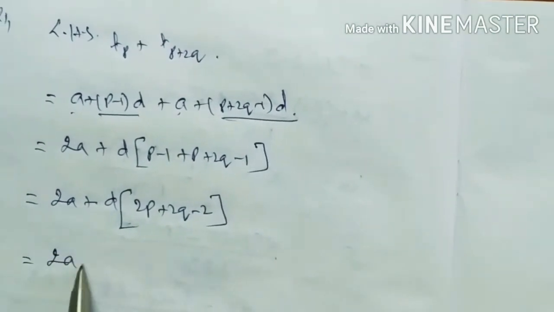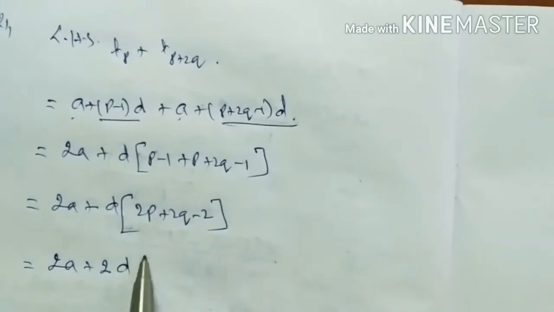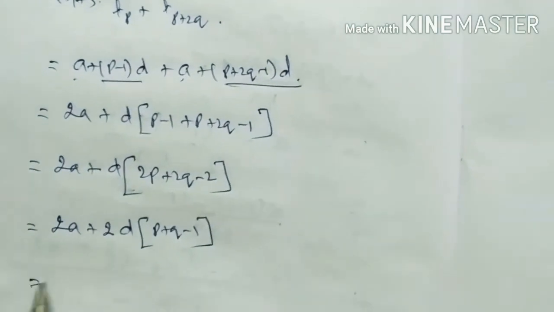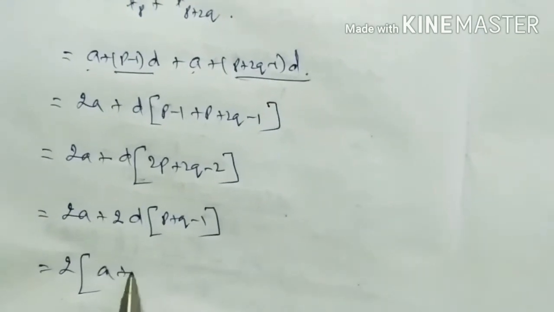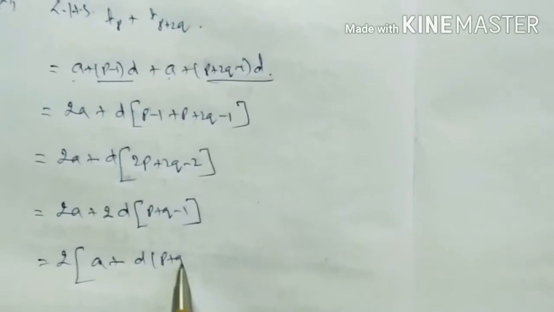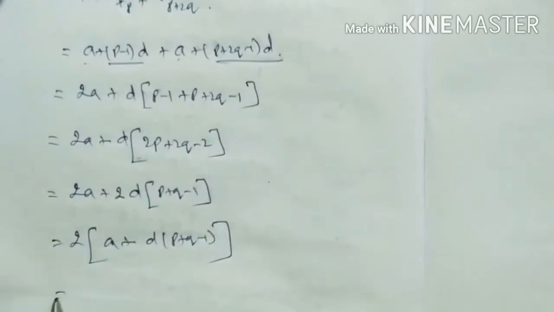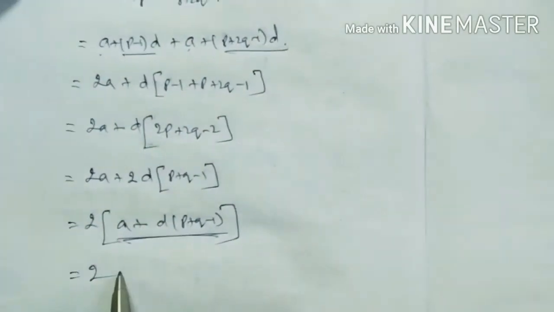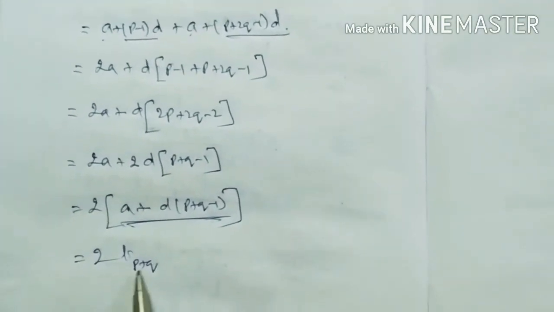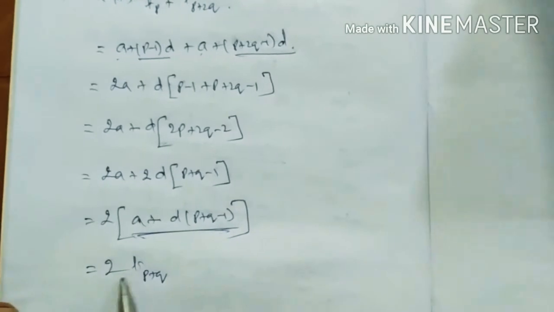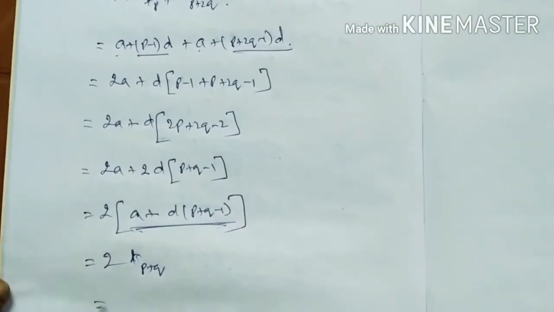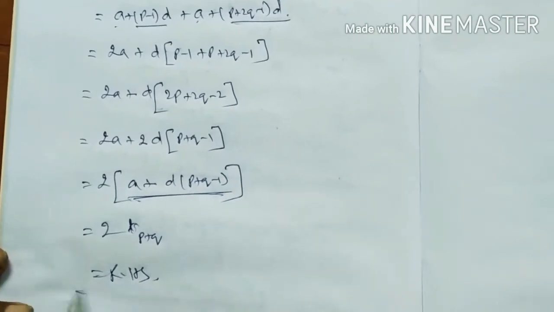Now 2a plus, 2 common, d times (p plus q minus 1). So 2 common, (a plus d times (p plus q minus 1)). This is the (p+q)th term, and we can write it as T(p+q). This is equal to the right hand side. This is proved.